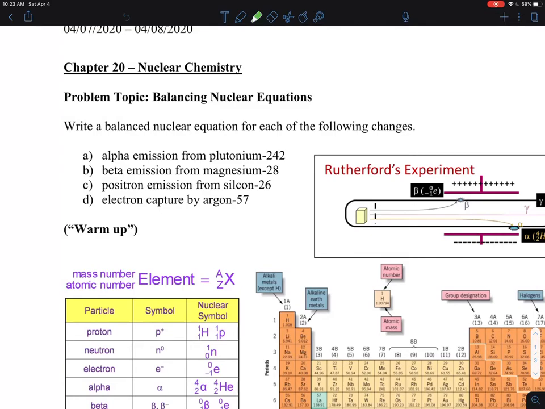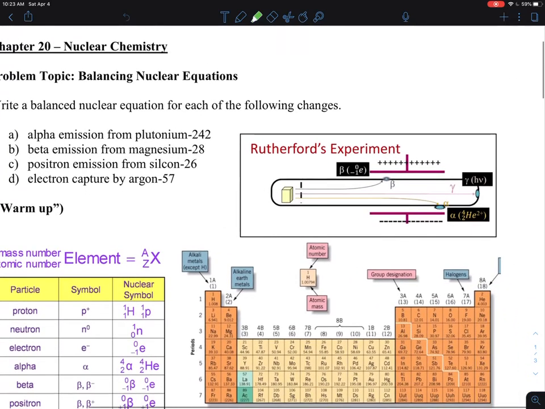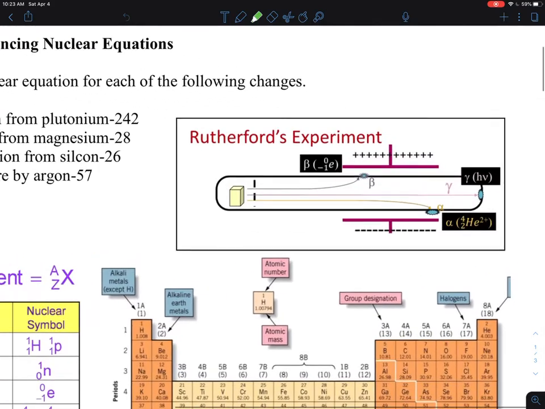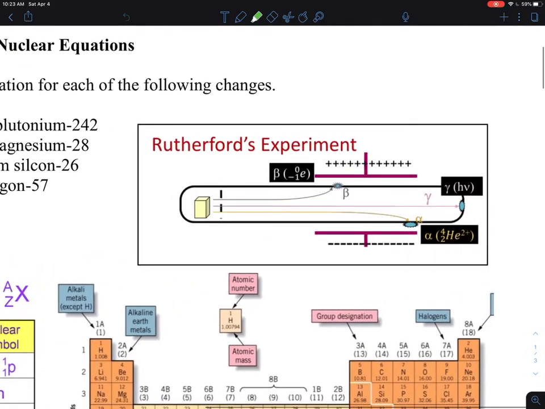Here I want to give you a little warm-up. This is a slide that you might have seen from the lectures. I just made a little modification. This is one of the experiments run by Rutherford, who made this vacuum tube test and generated emitted particles or rays. He defined the first one he saw as alpha, the second one as beta, and the third one as gamma.